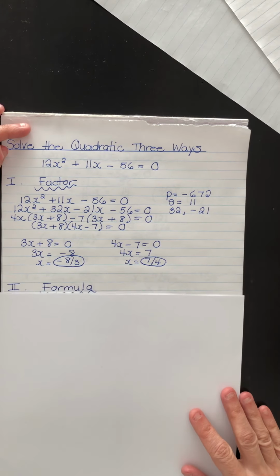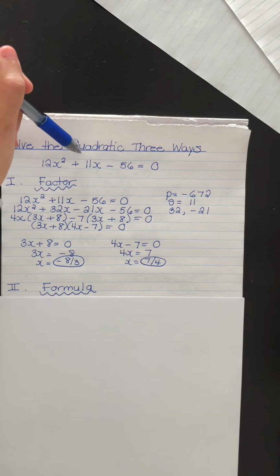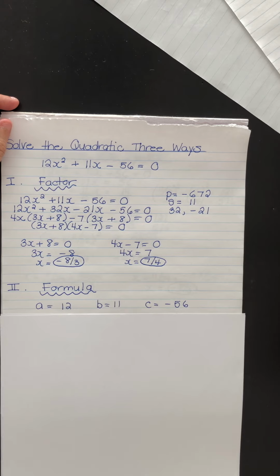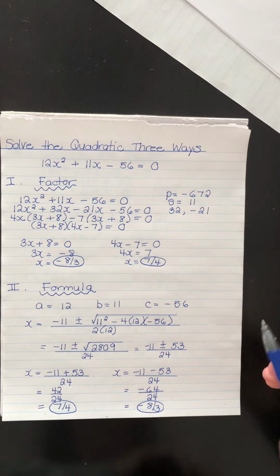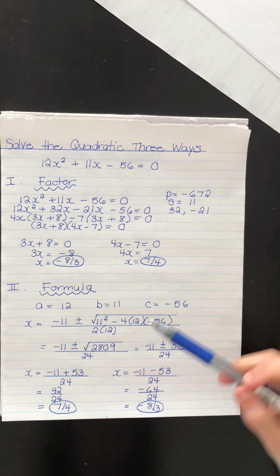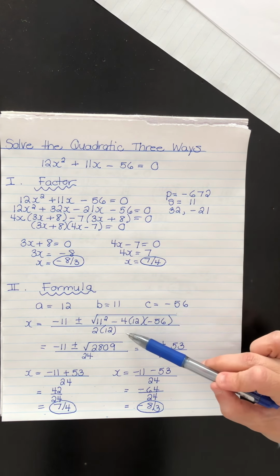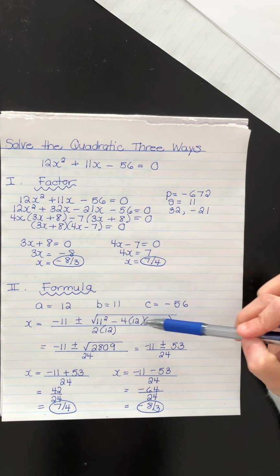Now we can use the quadratic formula. So we will have A is 12, B is 11, C is negative 56. And we substitute into the formula. So this is the negative of B. Here we have B squared minus 4 times A times C, and in the bottom 2A. We work out our discriminant next.